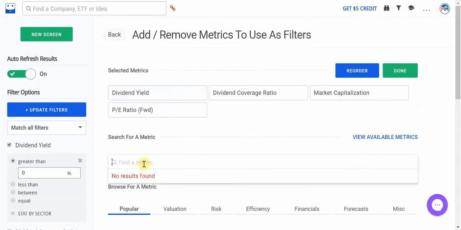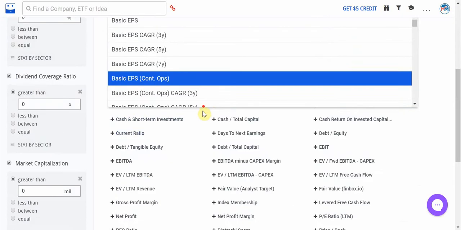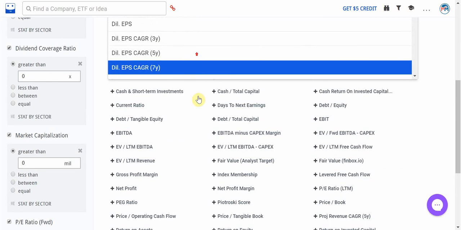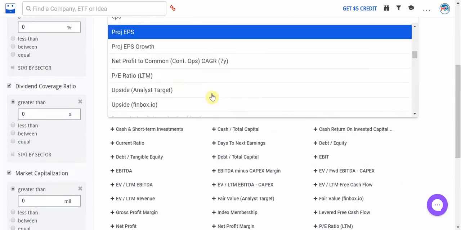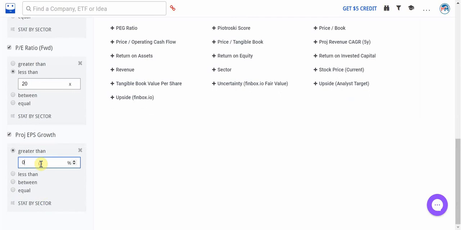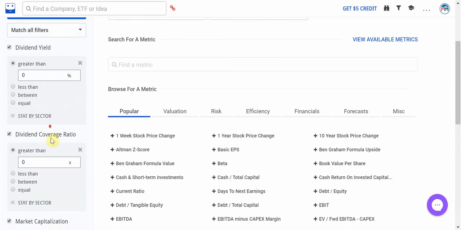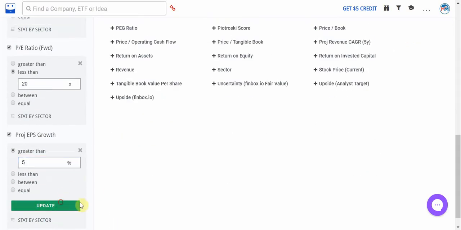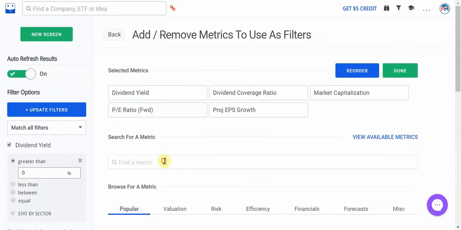Relative to that, I also want forecasted EPS growth to be at least 5%. That combination of dividend safety plus earnings per share growth is a good formula. Hey, look, the dividends per share will grow in the future.